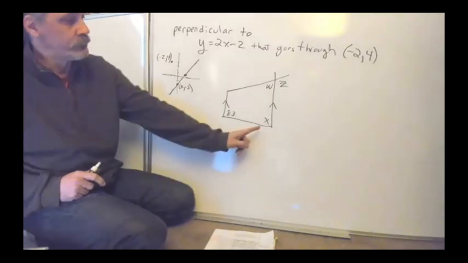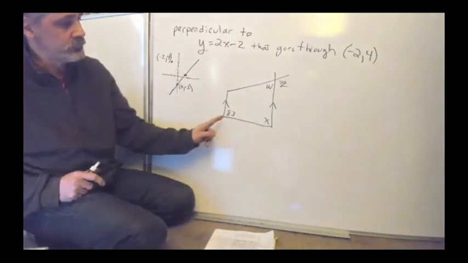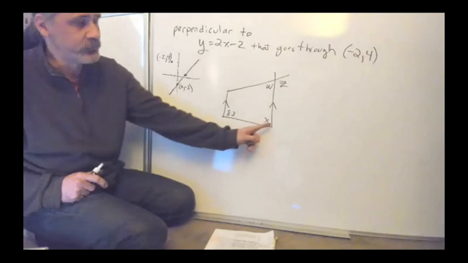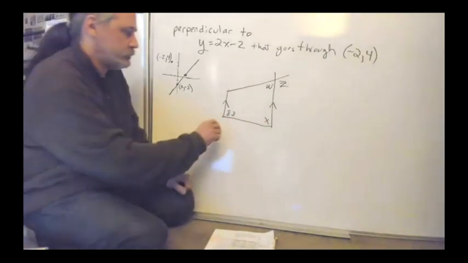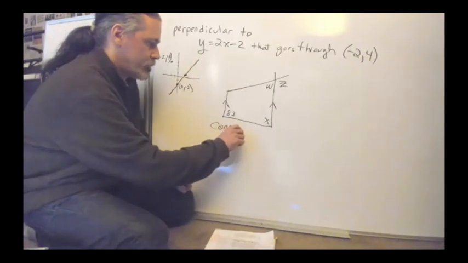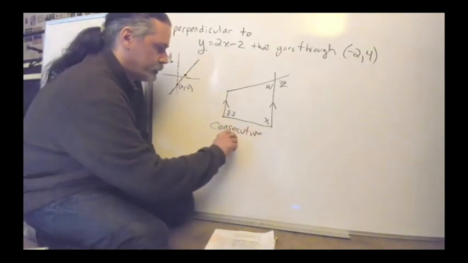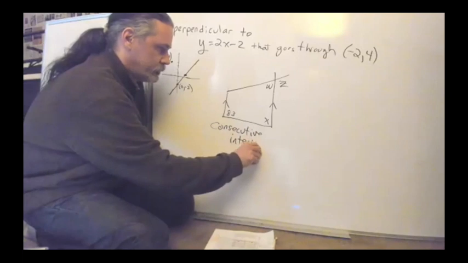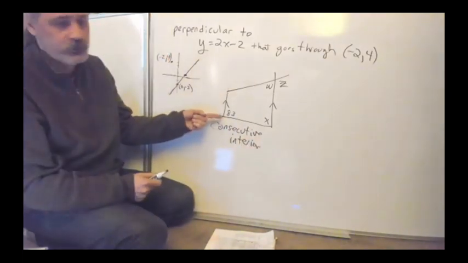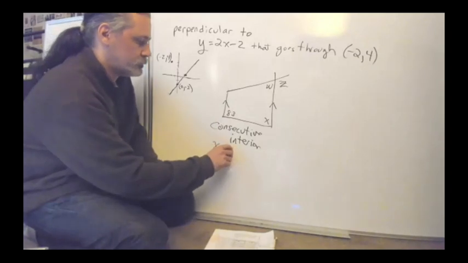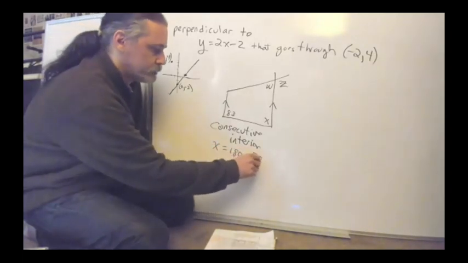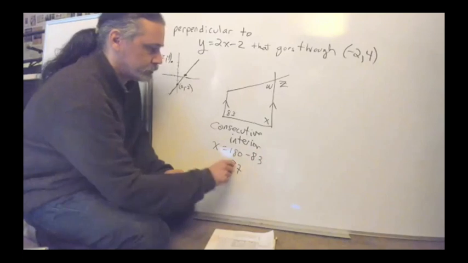Okay. So the X and the 83 are connected by the same transversal. Notice they're consecutive interior. Okay, because they're both above the transversal and in between the parallel lines. So that means we get X by subtracting from 180. All right, so 97.